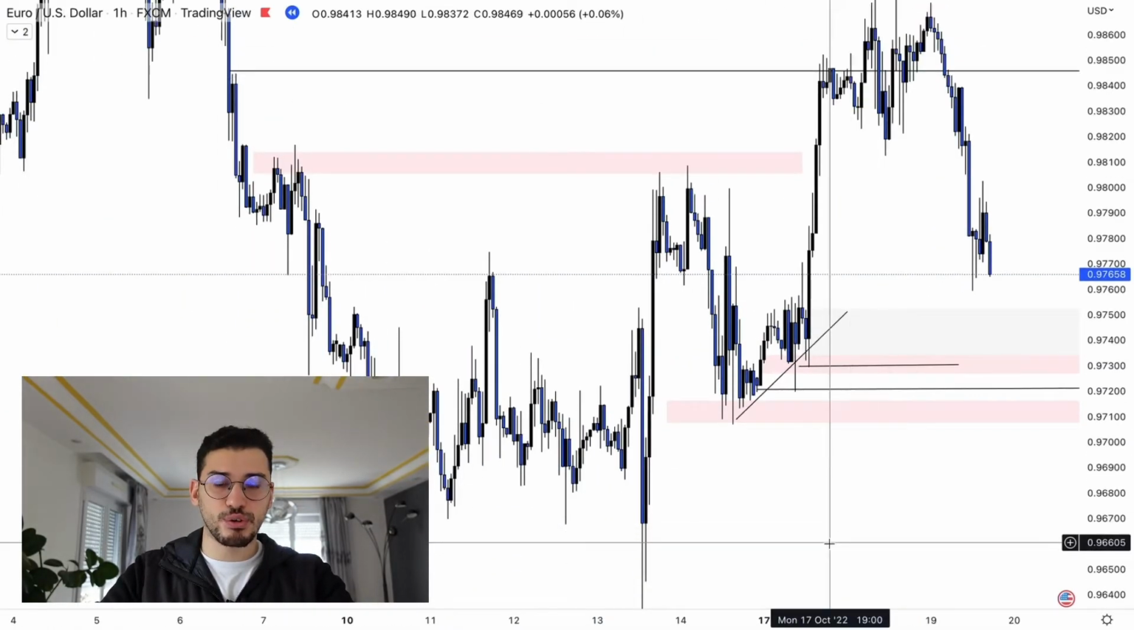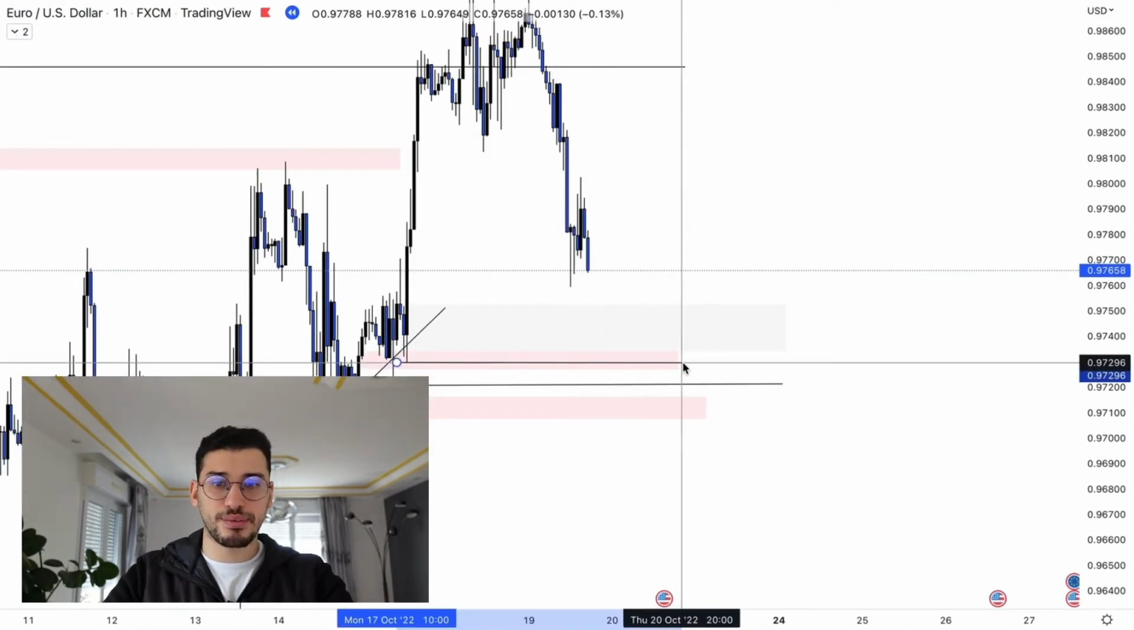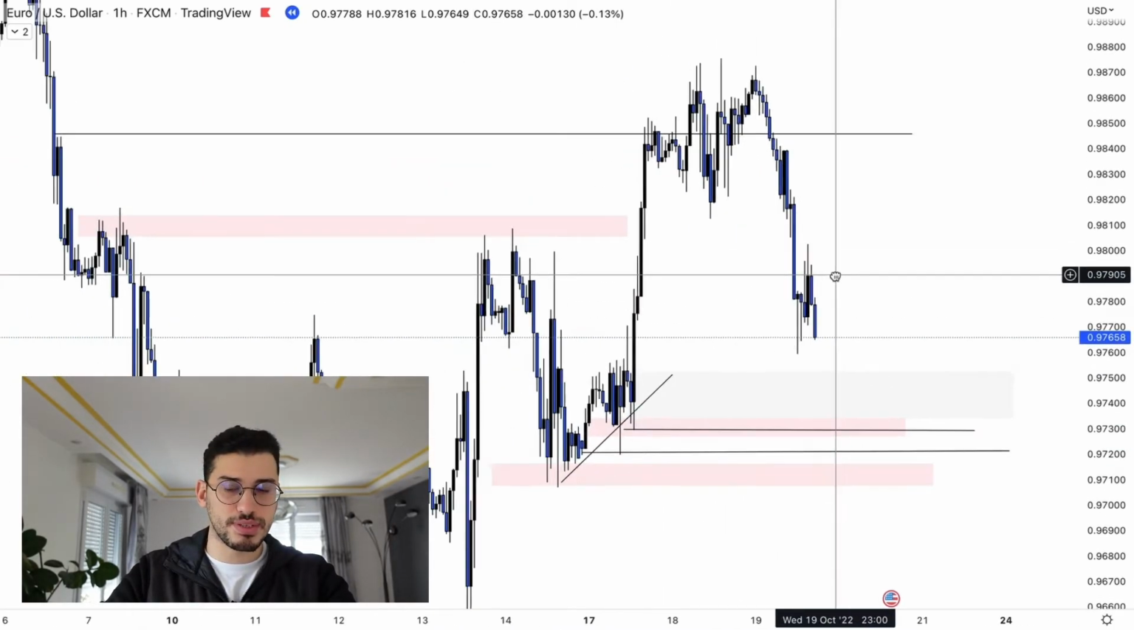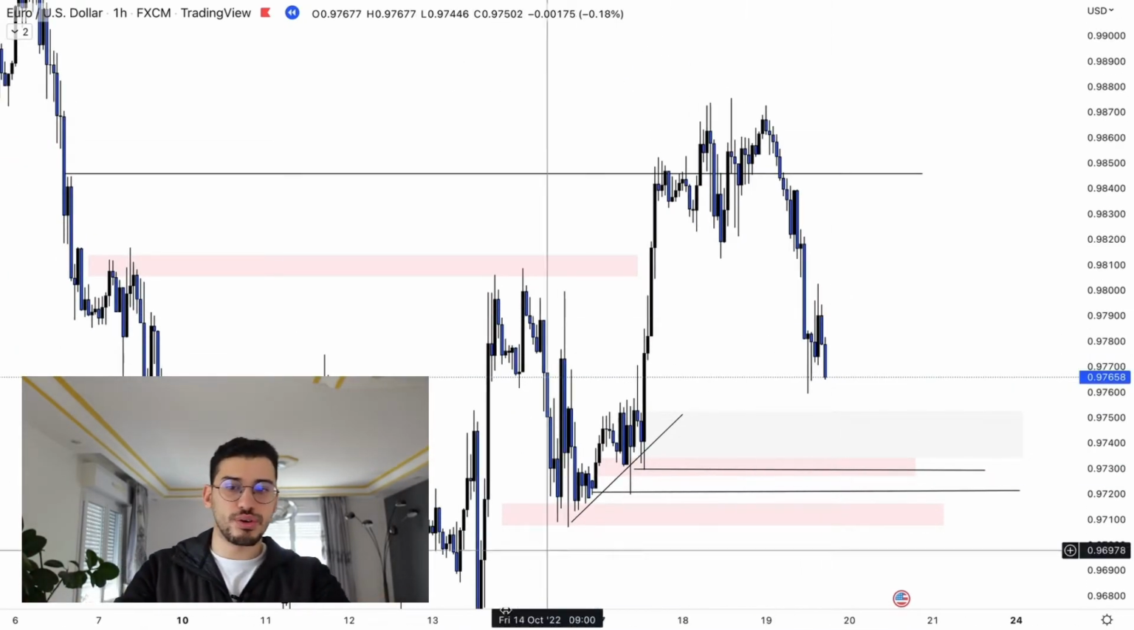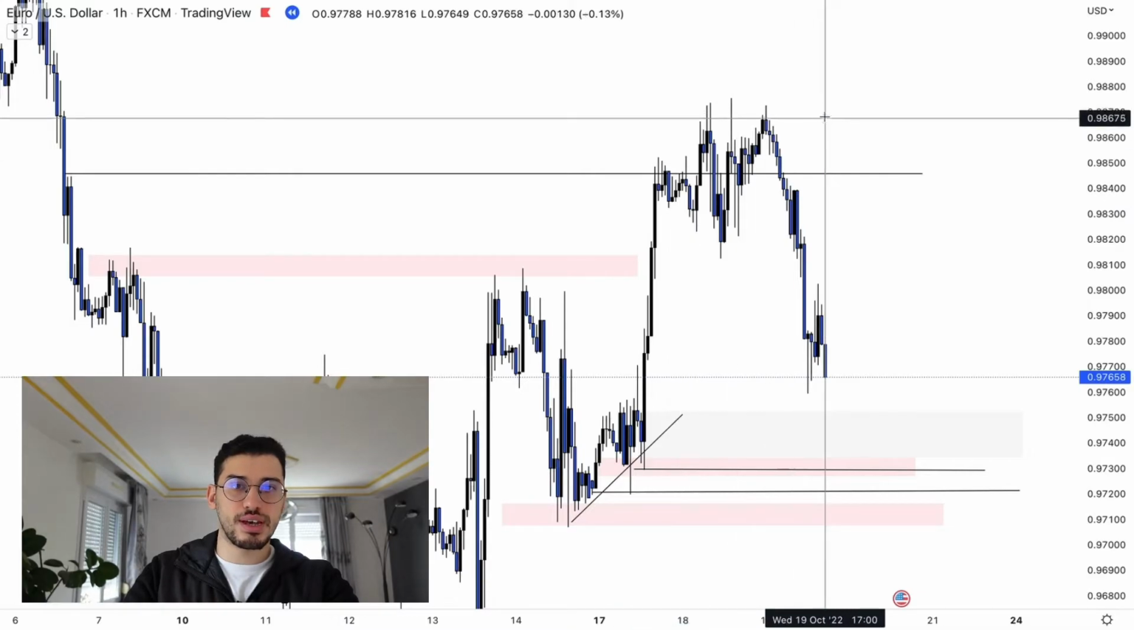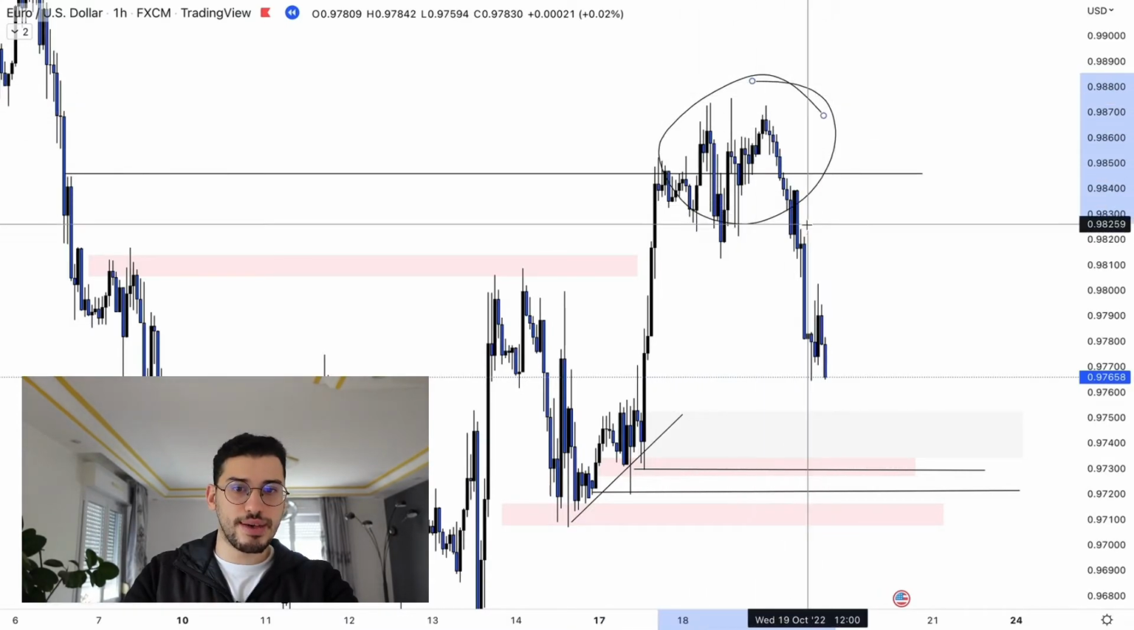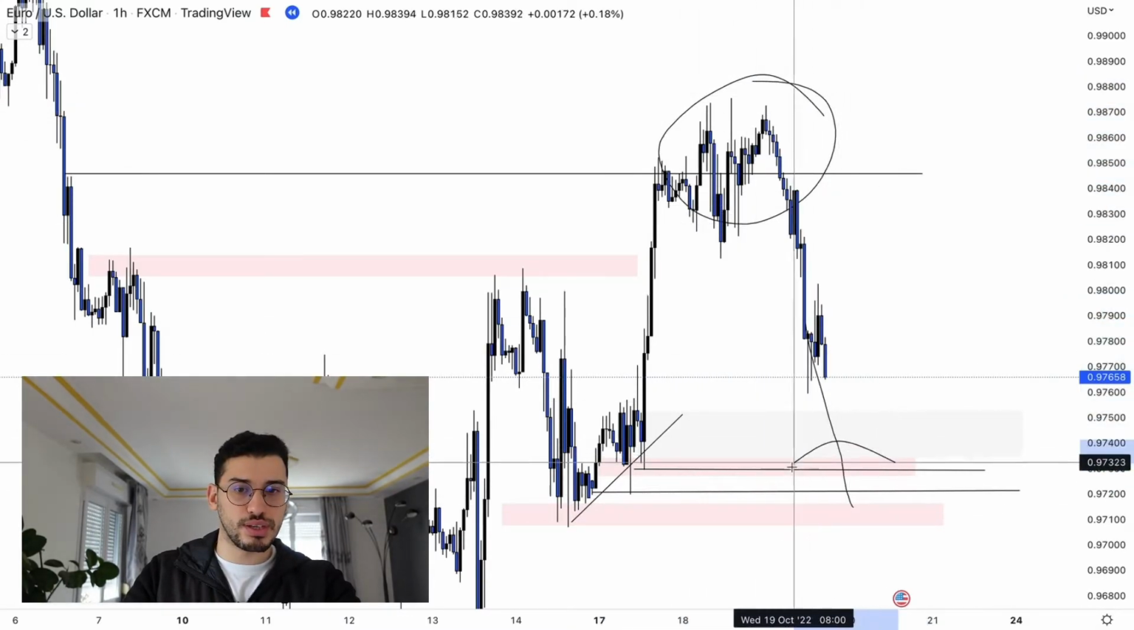Okay, so we have a huge liquidity area through to the downside, and we have kind of a strong liquidity area through to the upside. What I waited for the market to do is I waited for the market to just grab this liquidity area and then push through into this liquidity area right here.